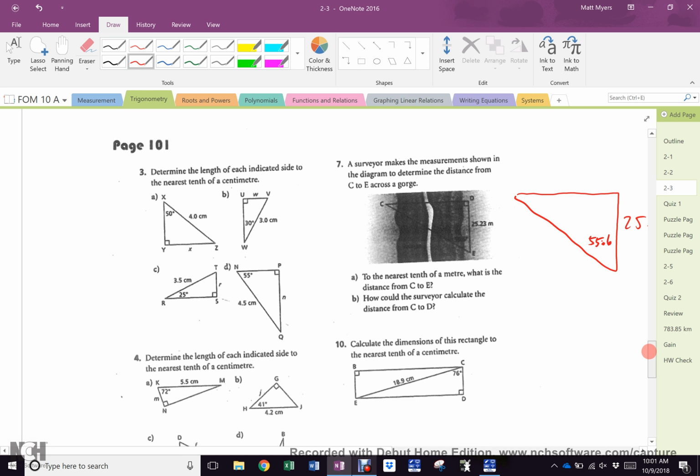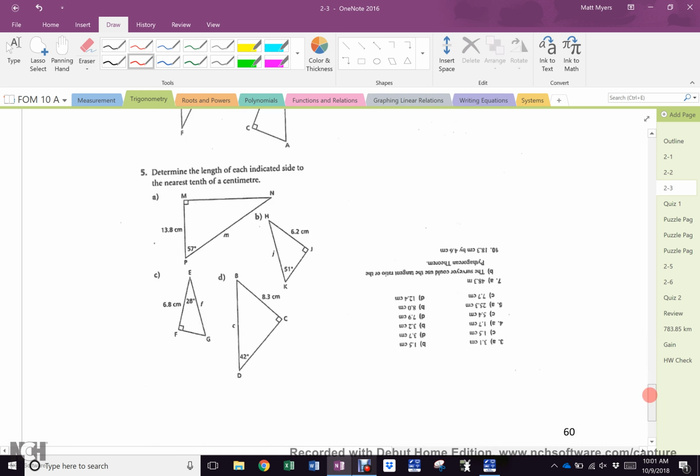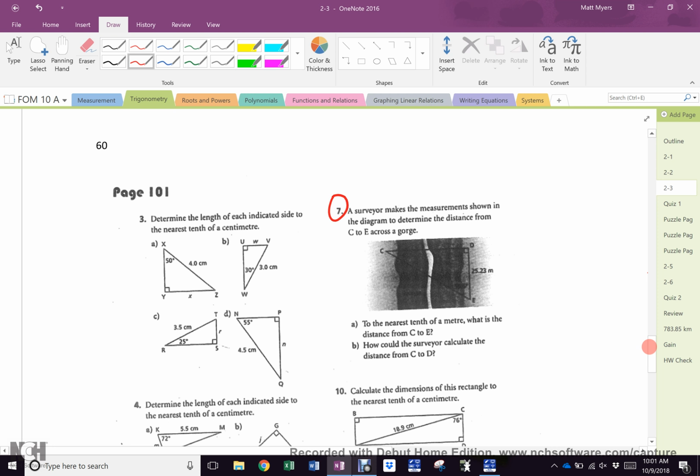Turning to page 60. Now I know Martin wanted to hear about number 7. Anything else from page 60? Going once. Martin. 10. 7 and 10.